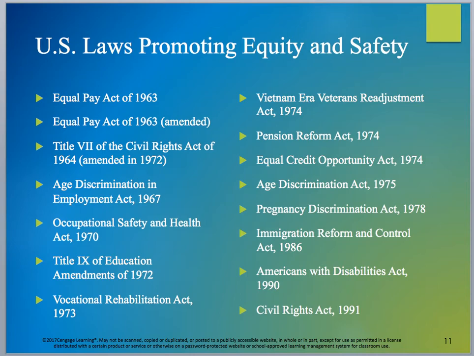We have an Age Discrimination Act, an Employment Act of 67, which of course you see the Age Discrimination Act of 75. We have Pregnancy Discrimination Act of 78 that we had to roll out, Civil Rights Act of 1991.